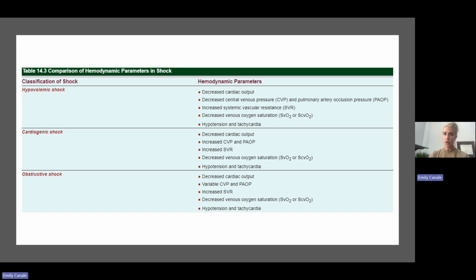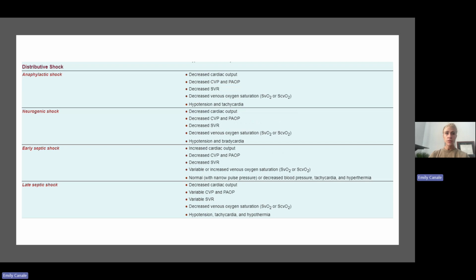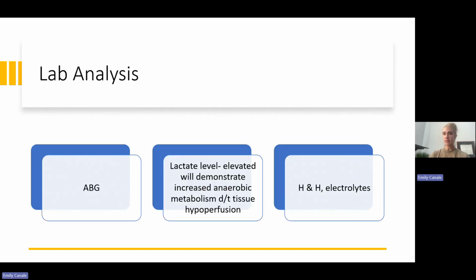Here's just some charts that I put in as a reminder. So you do have to be able to identify on all of the shocks, what are my lab findings that I'm going to do? What are my clinical manifestations, the cues? How could I tell if my client is developing into the stages of refractory shock at this point? What are my specific treatments that I need to do for this? Again, my lactate levels, I'm always going to be checking those. What does that mean?